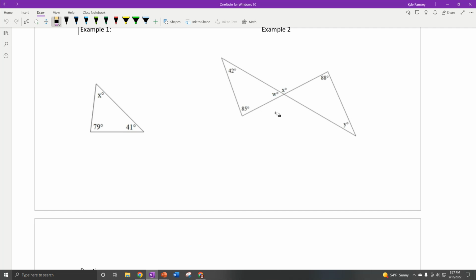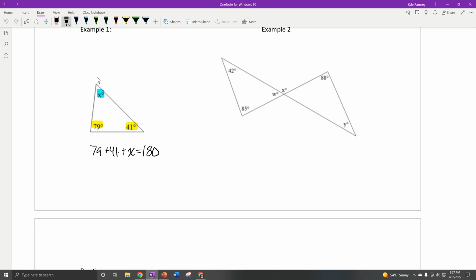So for this very first example, let's go ahead and look at what we're after. We're just after that X right there. But we have to work with a 79 and a 41. So what we're going to do in this case is go ahead and sum everything to 180. We're going to have that 79 plus 41 plus the X is equal to 180.